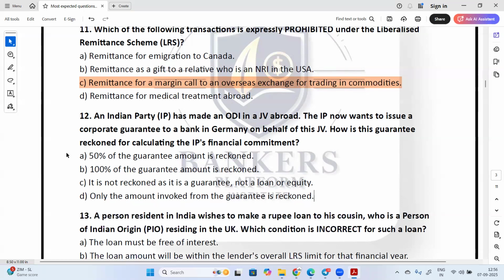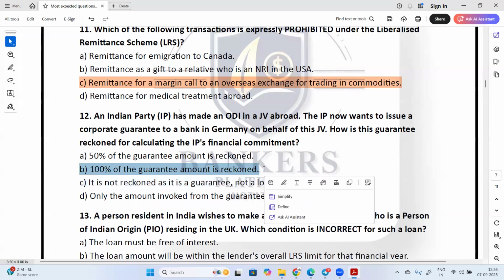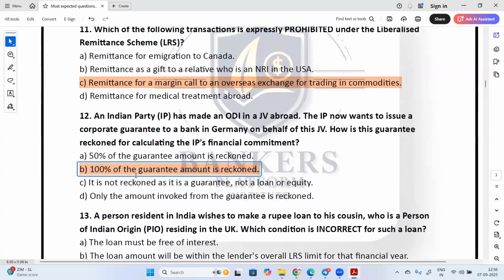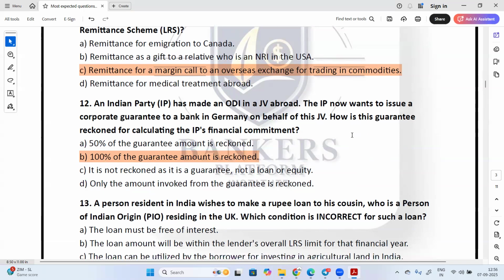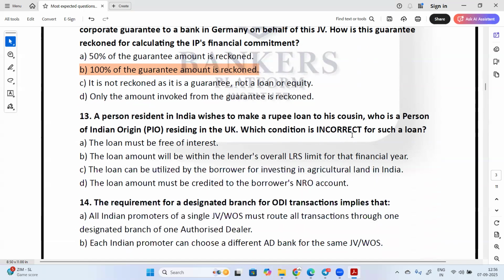So you have to tell what is the right answer for this question. A, B, C, D are the options. The correct answer is B. Okay, so B will be the correct answer, that 100% of the guarantee amount is reckoned. In this, you will calculate the amount based on 100% of the guarantee. Let's see question number 13.